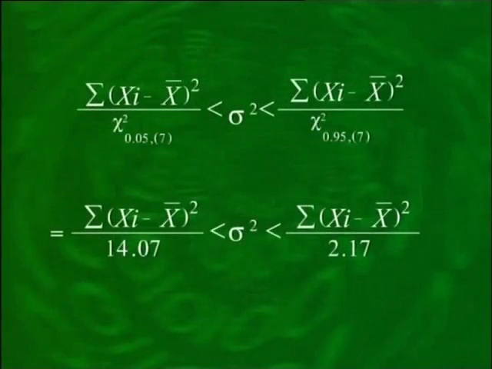14.07. Substituting these values in the lower and upper limits, we obtain summation x minus x bar whole square over 14.07 as the lower limit and summation x minus x bar whole square over 2.17 as the upper limit. अब सवाल ये पैदा होता है कि summation x minus x bar whole square की value क्या है? That is very obvious. We have the data and we can find these values either directly or by the shortcut formula.